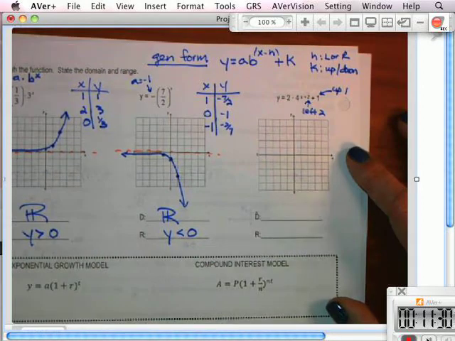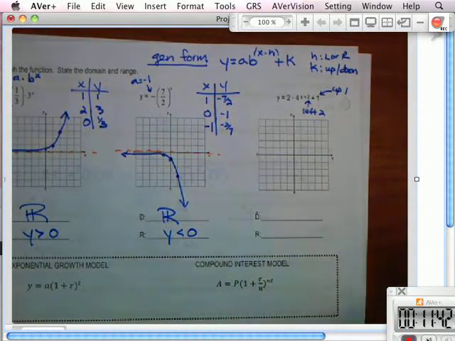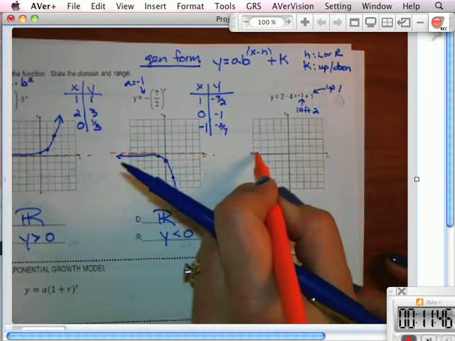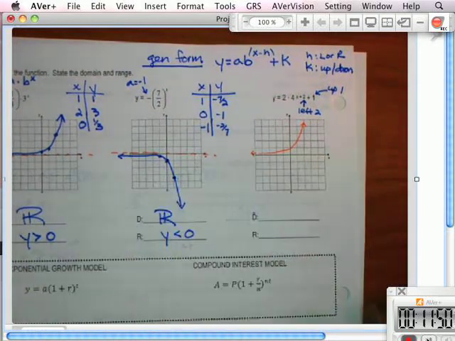And then 4 actually makes it stretch, doesn't it? It makes it climb quicker. It's going to be an even steeper exponential function because you're multiplying by 4 every single time. So it makes it climb really quickly. So I'm just going to kind of sketch the original. It's sort of like this. That's the original. That's y equals a times b to the x.